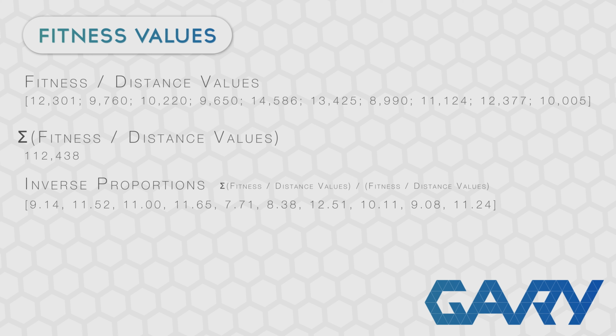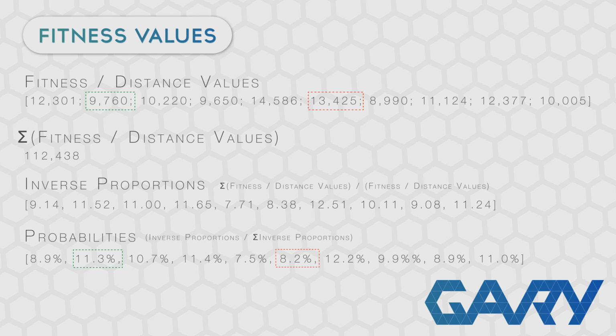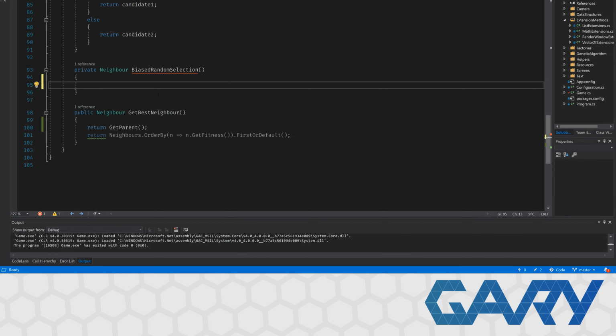At this stage, the proportions for each of our individuals are effectively representing the probability of selecting that value, but they need to be normalized. To normalize, we calculate a new sum and then divide each of the values by that sum. So let's jump back to the code and do that now.